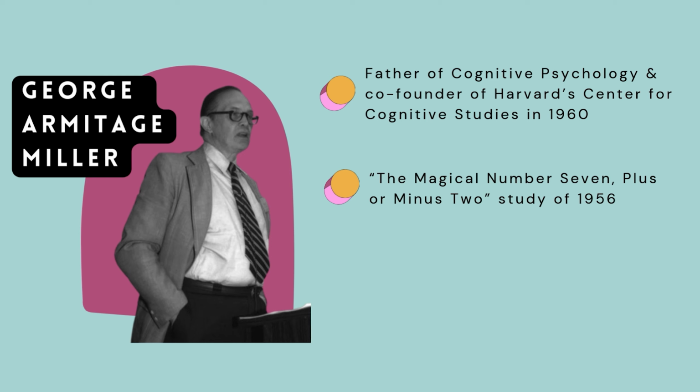In short, the study proposed that only 7 individual pieces of information, give or take 2 depending on other factors, can occupy a person's working memory at any given time. Furthermore, he introduced the concept of chunking, the process of grouping individual pieces of information into larger units, allowing each chunk to occupy just one of those 7 available memory slots at a time.